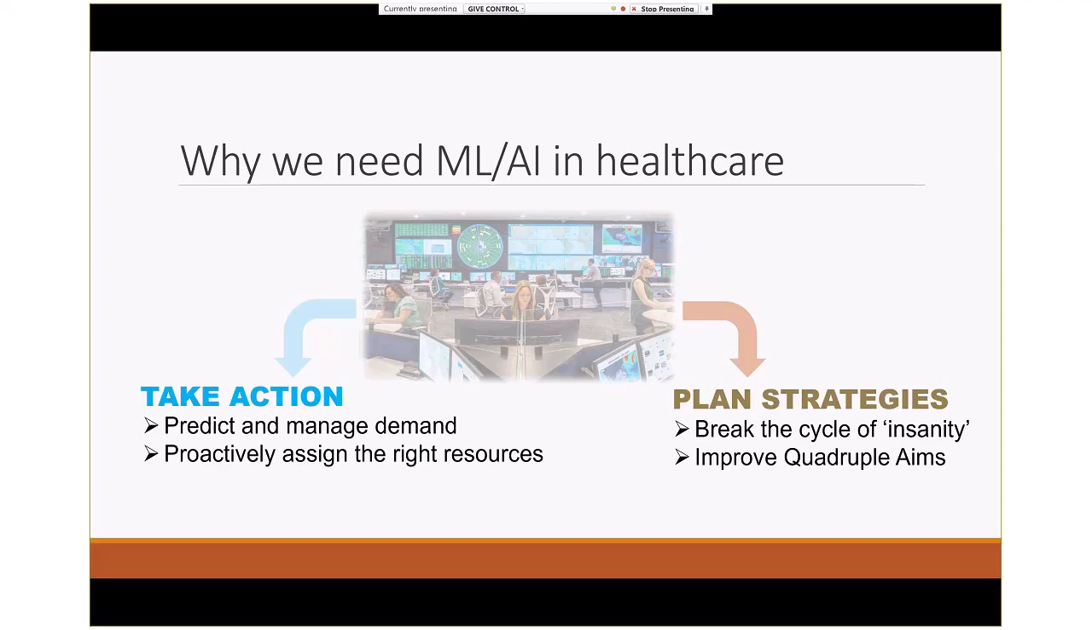Einstein defined insanity as doing the same thing over and over, expecting different results. In my experience with healthcare, that's kind of what we have been doing: repeating the same thing and hoping we'll get different results. In my opinion, ML AI is the way to break that cycle of insanity, to do something different that will actually make an impact. Ultimately, we want the impact to be linked to the quadruple aims: better patient outcome, better patient experience, better provider experience, and better fiscal sustainability.